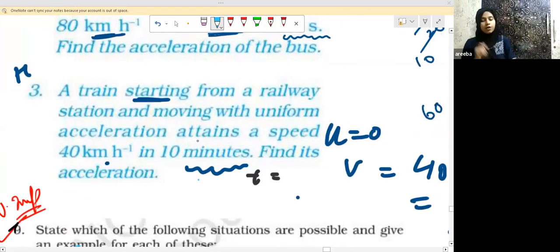Acha, okay. 40, that is 40 kilometer per hour. So first we are going to convert 40 kilometer per hour into meter per second by multiplying it by 5 by 18. After that we are going to convert 10 minutes into seconds.